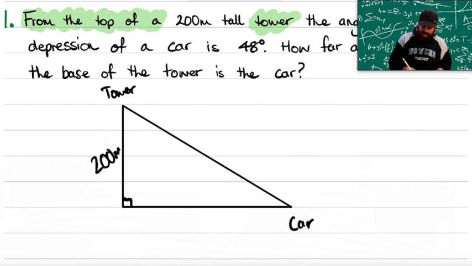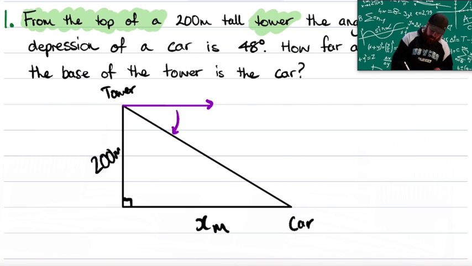We're asked how far away from the base of the tower is the car. The other thing we were told was the angle of depression. So remember, the angle of depression is out from the horizontal of the tower, out this way, and then down, and we're told that is 48 degrees. And now that we have that, we can go ahead and answer our question.